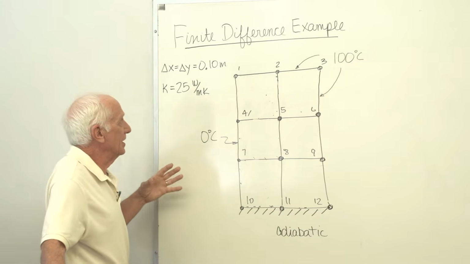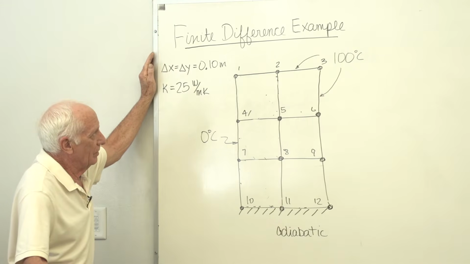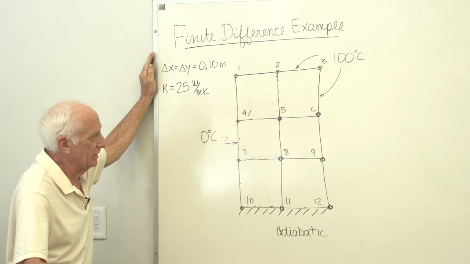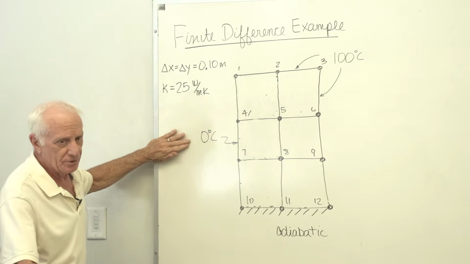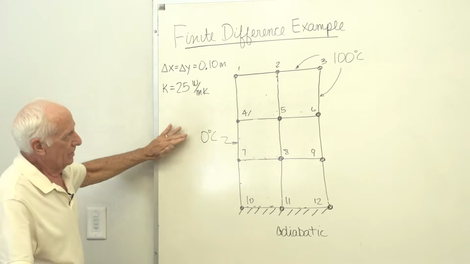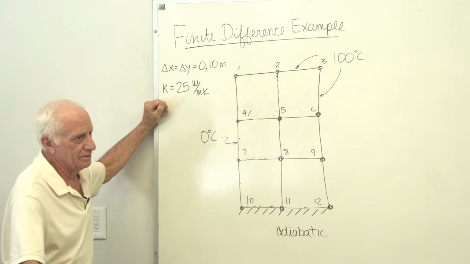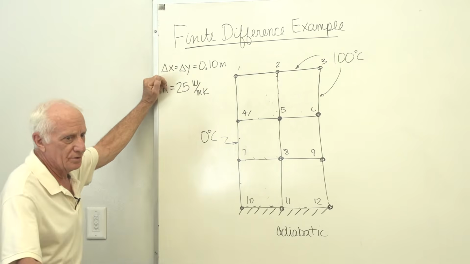So we're going to set a grid up of 10 centimeters. You can see the nodal points, the big black dots. Those are the nodal points of my grid. The left-hand side is kept at constant temperature, 0 degrees C. The right-hand side is kept at a constant temperature, 100 degrees C. The top is kept at a constant temperature, 100 degrees C.